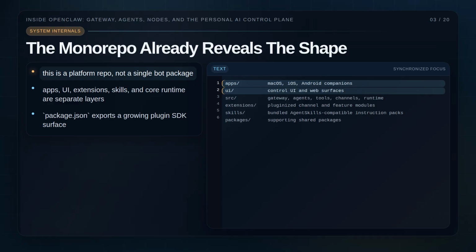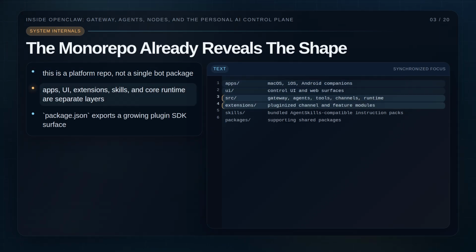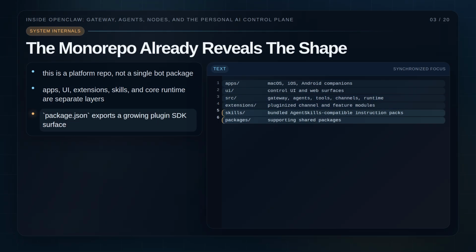Before reading any single subsystem, the monorepo layout tells the story. OpenClaw is not one node script that calls a model and forwards messages. It has companion applications, a UI package, a large core runtime under source, extension packs, and bundled skills. The NPM manifest also exposes many plugin SDK entry points. It is a strong clue that the team wants connectors and optional capabilities to live behind more formal boundaries over time. The architecture ambition is broader than channel automation. It is a runtime platform for a personal assistant product.